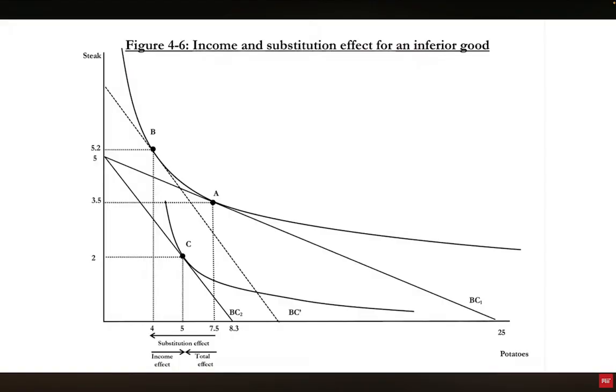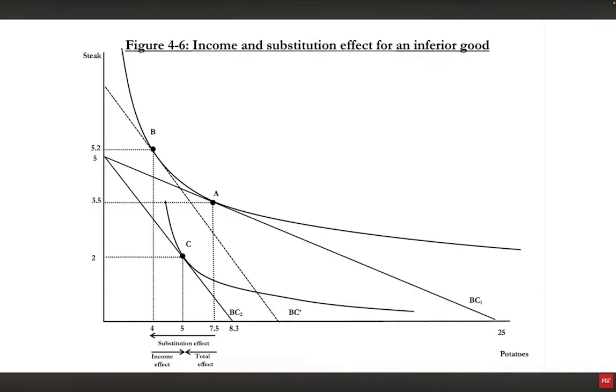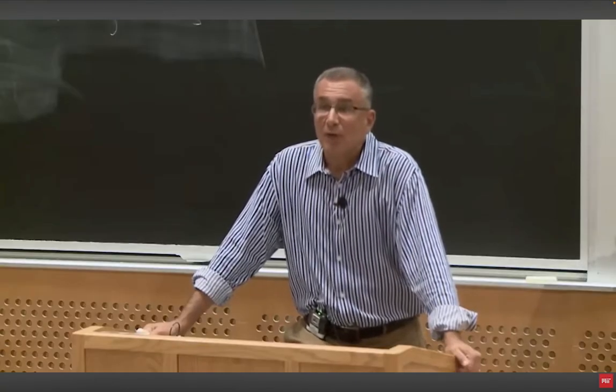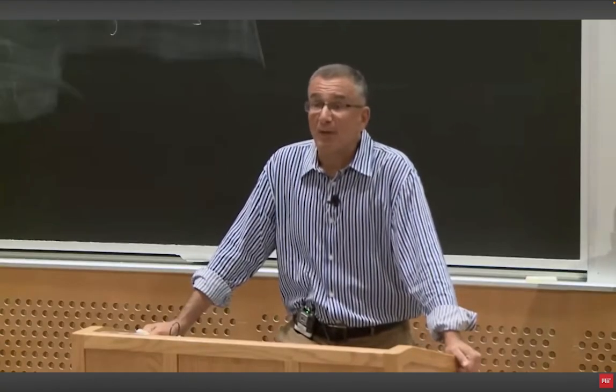Okay, so let's say originally people are at BC1, where the price of steak is $5, the price of potatoes is $1, and let's say their income's $25.